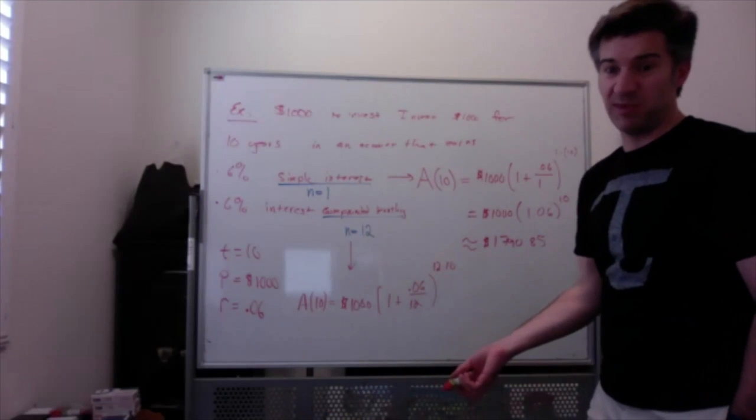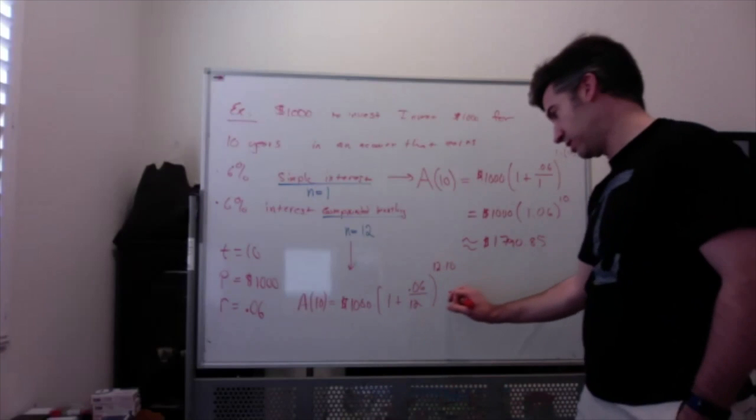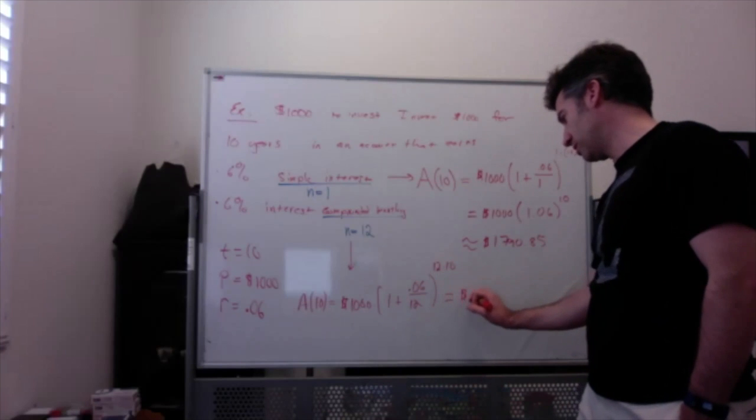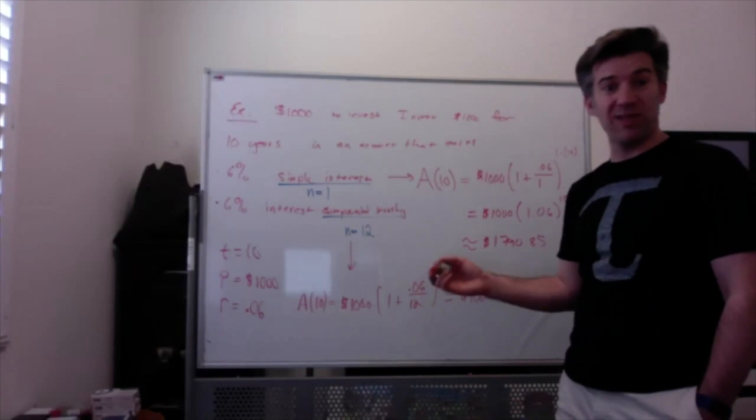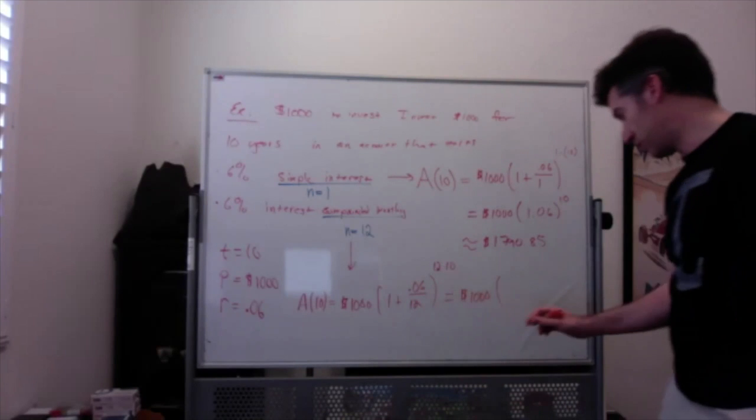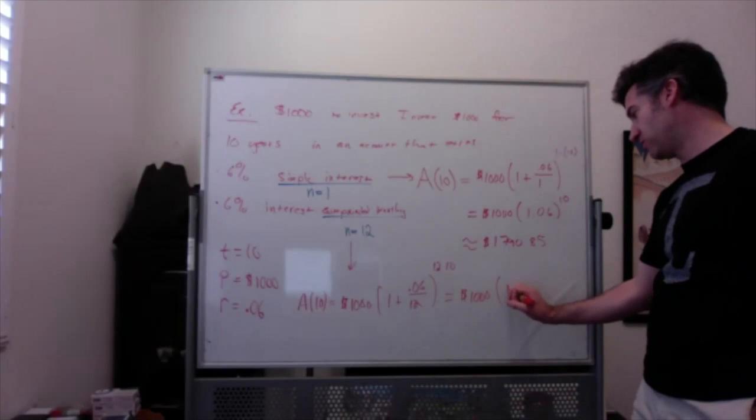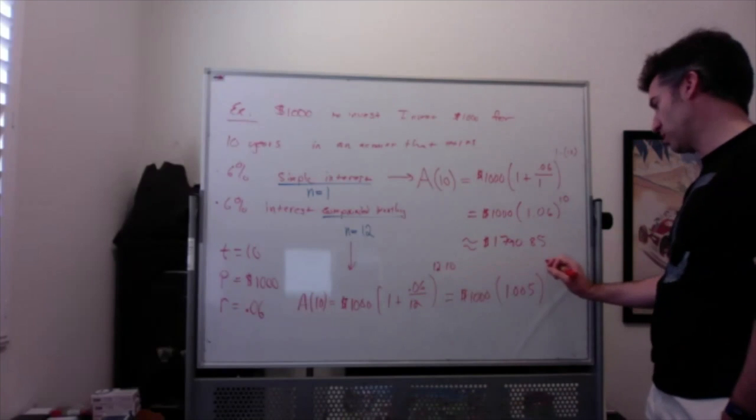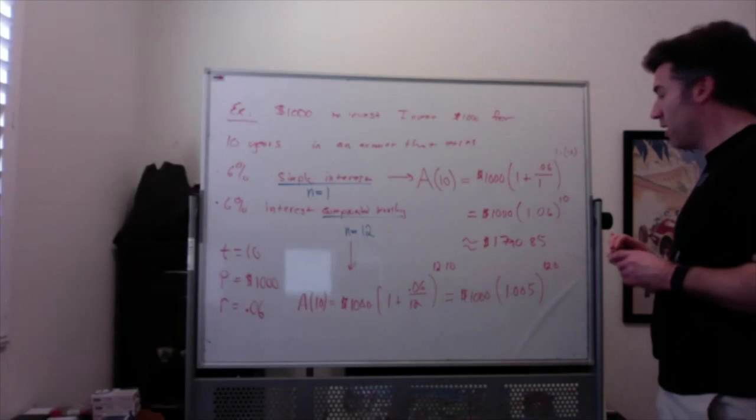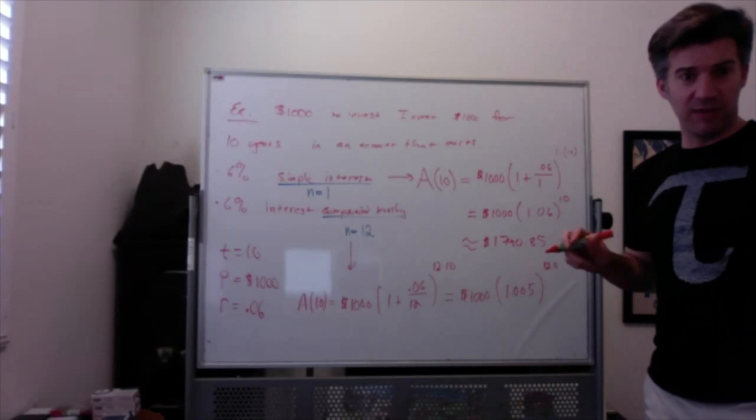And again, I'm going to simplify just a little bit before I actually write this out. So this is 1,000 times 0.06 divided by 12, which is 0.005. So this is going to be 1 plus 0.005, which is 1.005, to the 12 times 10, which is the 120th power. And here's what I want you to see about this.